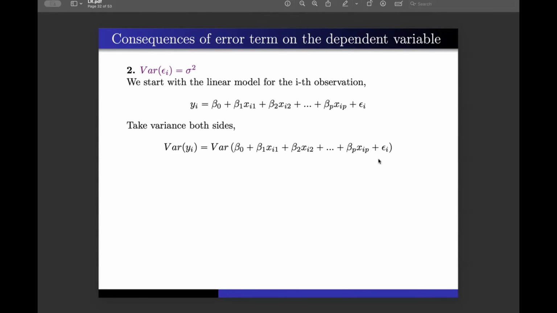We use the same logic as we used in the last property, that the xi's are non-stochastic. Since the xi's are non-stochastic, once you have the data set, you would have the values of the p independent variables present in the model.